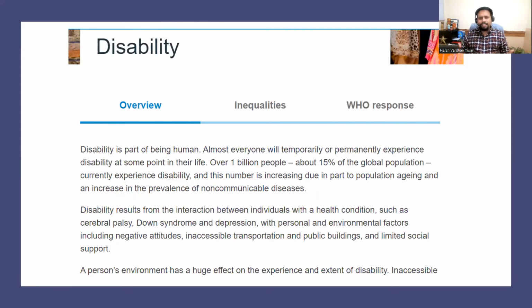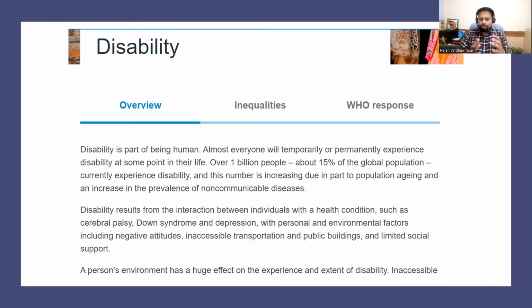What is the definition of disability? Let's go into the WHO website. There you will see that disability is a part of being human. Almost everyone will temporarily or permanently experience disability at some point in their life. That's what WHO says on its website. Over 1 billion people, which is about 15% of the global population, currently experience disability, and this number is increasing due to population aging and an increase in the prevalence of non-communicable diseases.